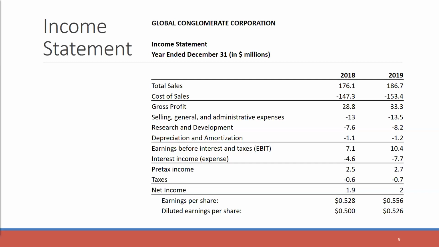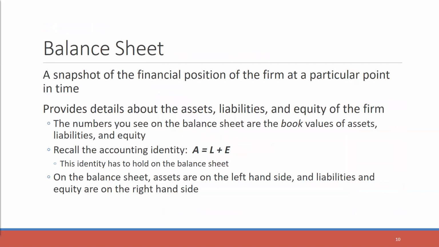So you'll notice that in 2018, our company had a net income of 1.9 million, and in 2019, that increased to 2 million. So let's look at our balance sheet.